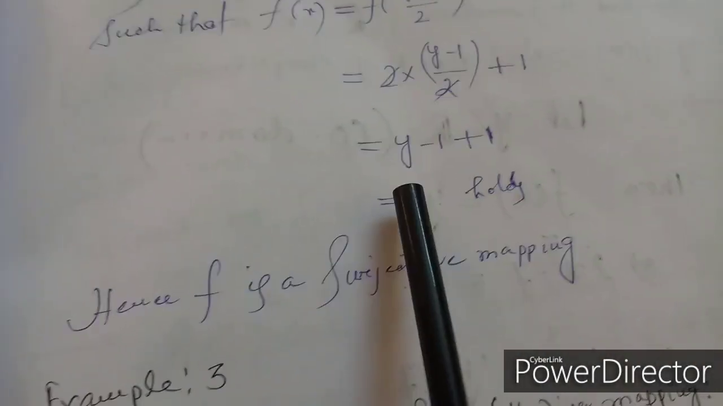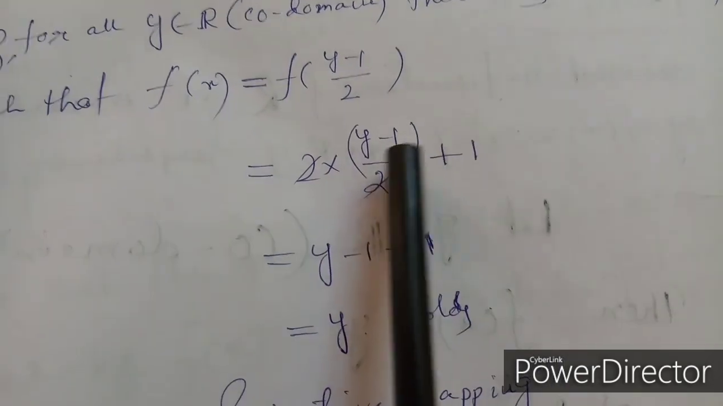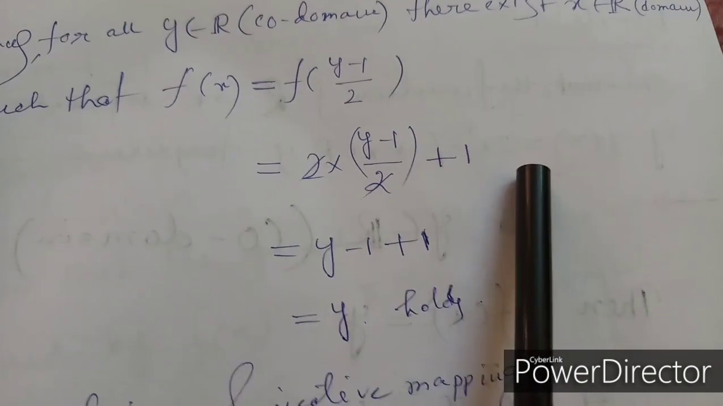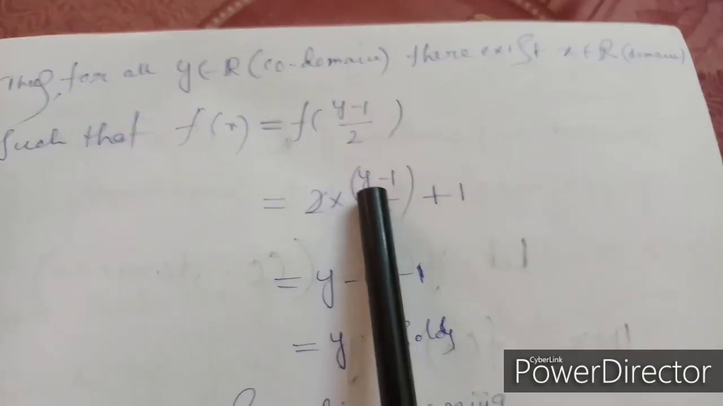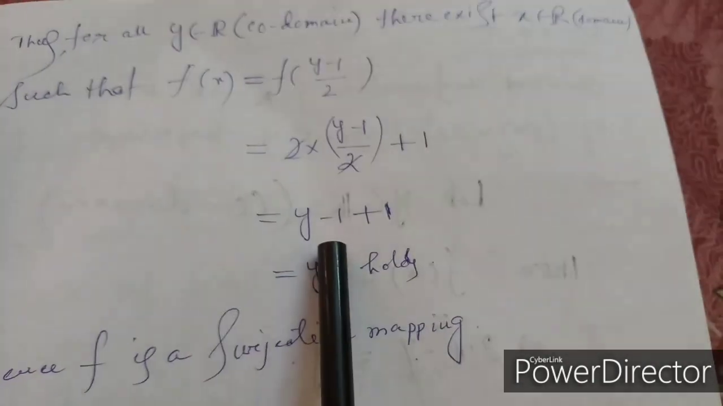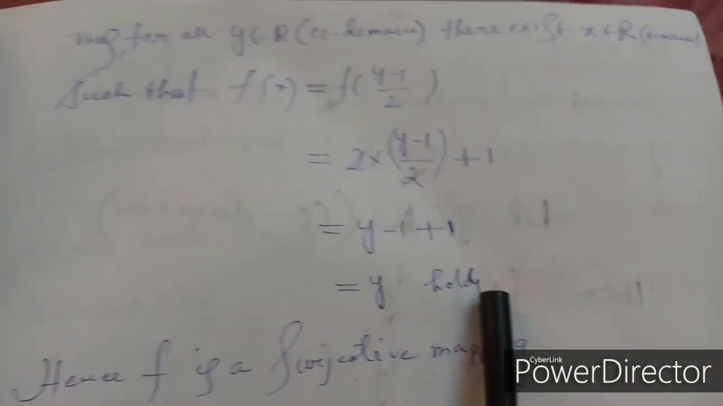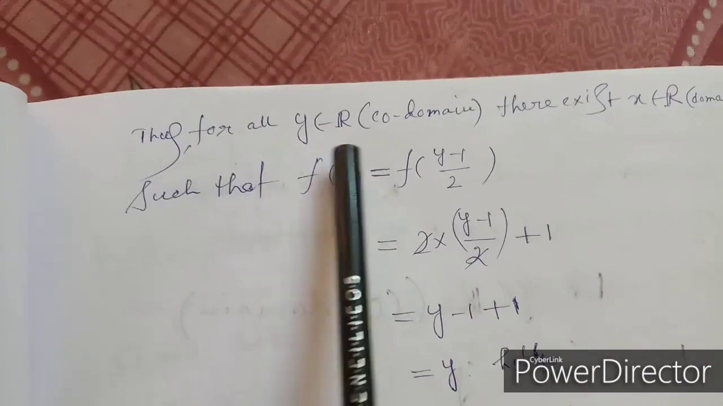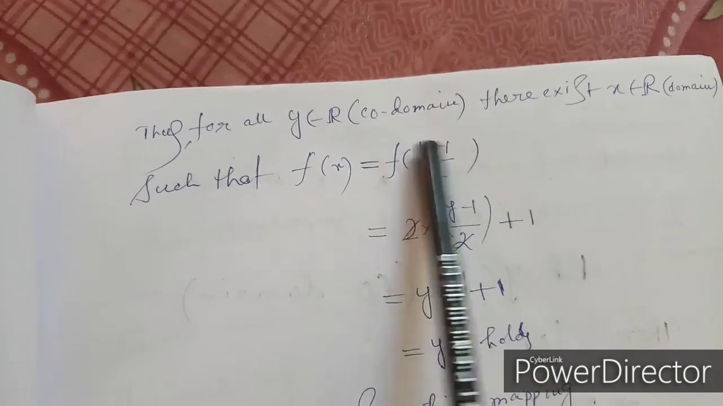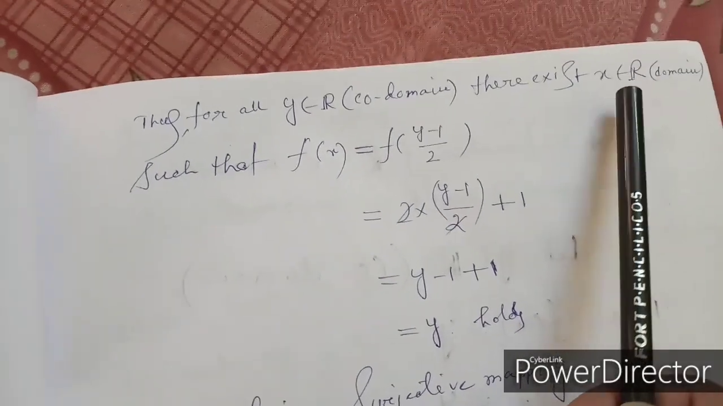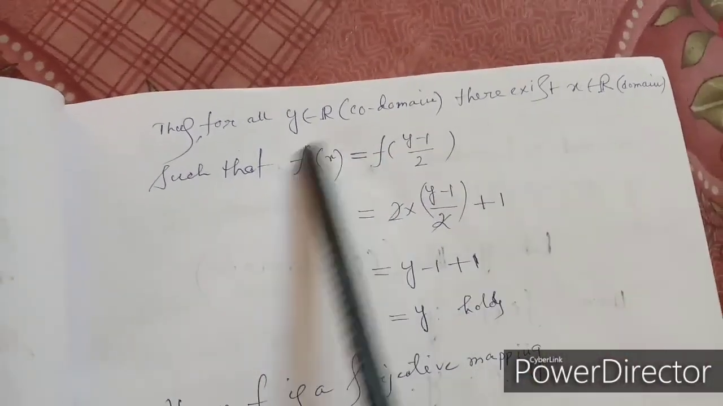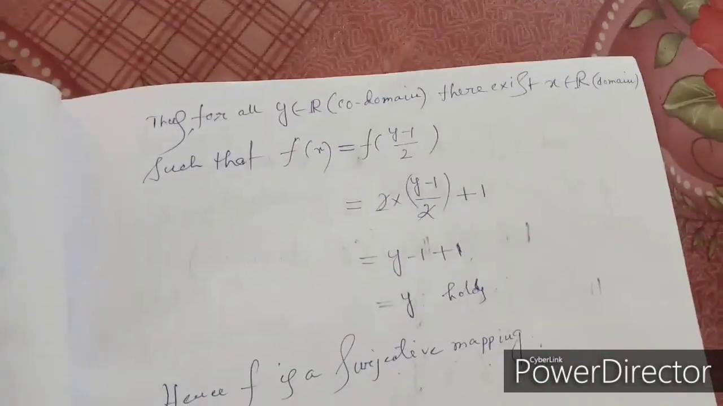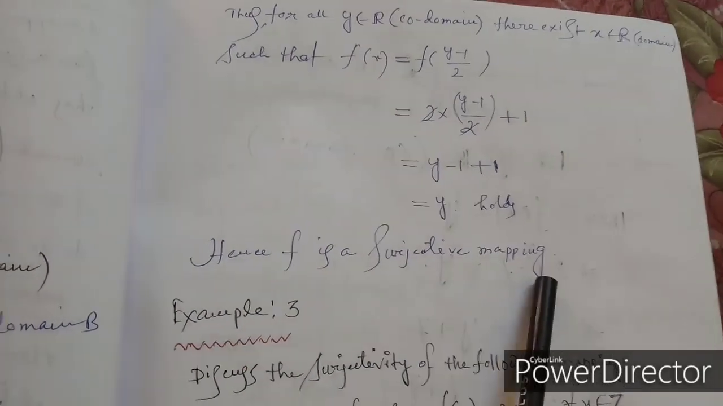So what happened? This is 2x plus 1. This means 2 into (y minus 1) by 2 plus 1. Got it? So 2 cancels out. So y minus 1 plus 1, that is equal to y. Holds. That means for all y belong to R, codomain, there exists x belongs to R, domain, such that f(x) equals y holds. And this is the definition of a surjective function. Hence f is a surjective mapping.